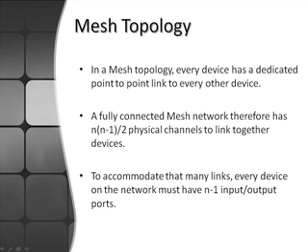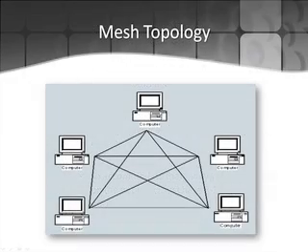And now moving on to the mesh topology. In the mesh topology, every device has a dedicated point-to-point link to every other device. A fully connected mesh network therefore has n(n-1)/2 physical channels to link n devices. And to accommodate that many links, every device on the network must have n-1 input-output ports. And now taking a look at an example of a mesh topology. You have the 5 computers and the connections between them all.